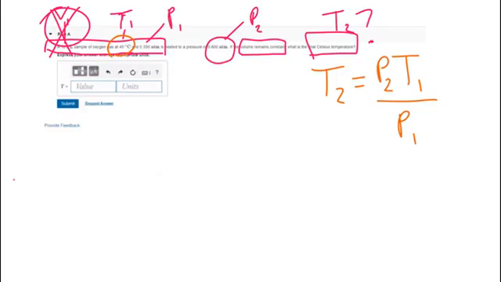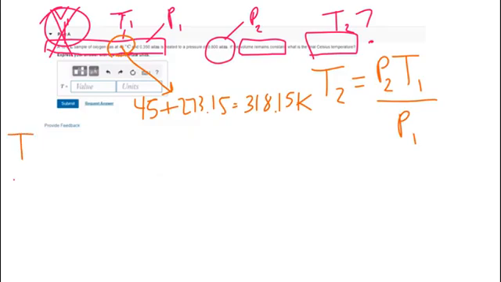So I've got 45 degrees Celsius. So I need to do 45 plus 273.15. So that's going to give me a temperature of 318.15 Kelvin. And that's my T1.